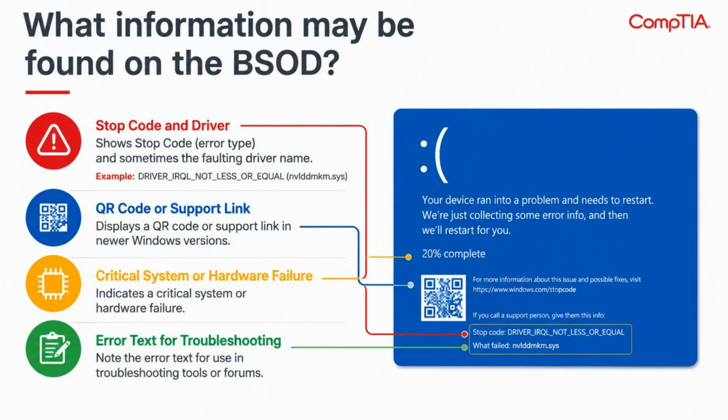A blue screen of death, or BSOD, typically displays a stop code indicating the error type, and sometimes identifying the specific faulting driver. Newer Windows versions may also provide a QR code or support link. Always note the error text, as it is critical for your follow-up troubleshooting.